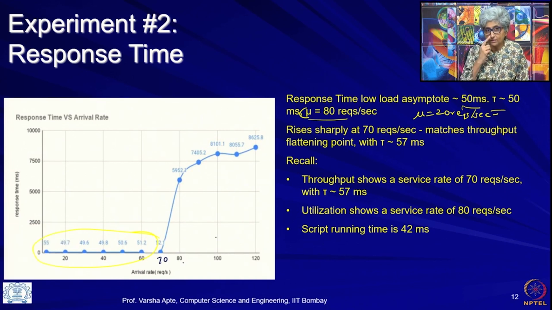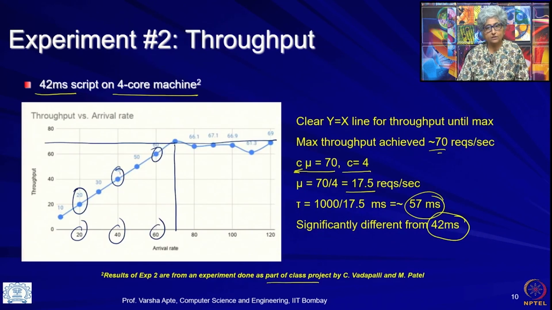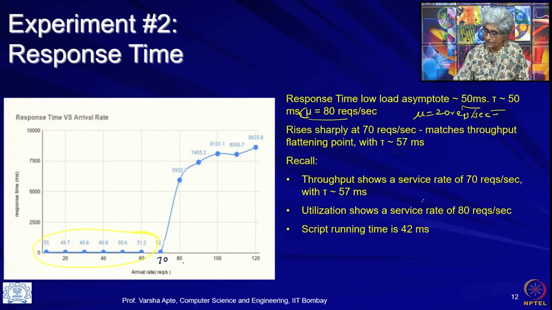So, it looks like 70 should be where it should be close to the C mu, and if you use that, again we are back to the 57 milliseconds tau, okay. So, this is a kind of a confusing experiment. What is happening here, just to recap, the throughput curve showed a C mu of 70 requests per second, okay, that is what this is saying. So, that corresponded to a tau of 57 milliseconds.